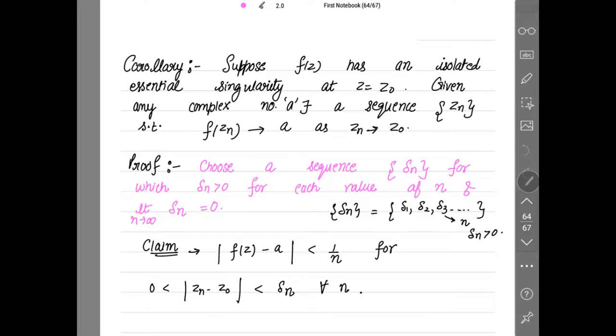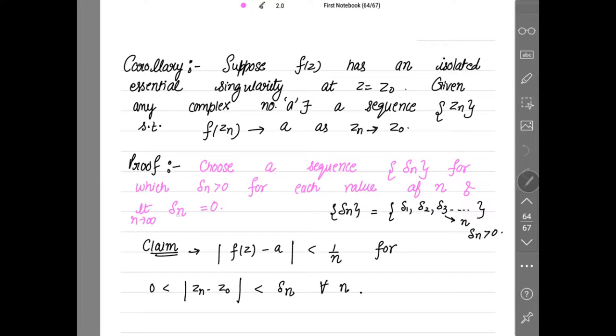Suppose f(z) has an isolated essential singularity at z equal to z naught. Given any complex number a, there exists a sequence z_n. Now you are not having the point z, you are having the sequence z_n such that f(z_n) is tending to that complex number as z_n tends to z naught. So proof: we choose a sequence delta_n for which delta_n is positive, obviously, for each value of n, and the limit as n tends to infinity of delta_n is equal to 0.